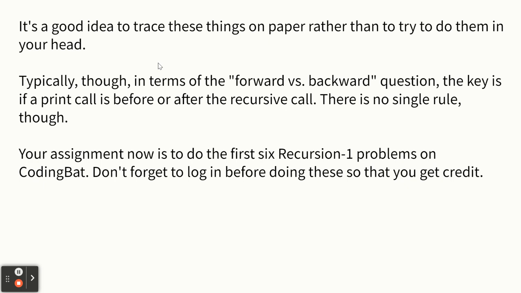All right, so your assignment now is to do the first 6 recursion problems on CodingBat. Recursion 1. Don't forget to log in, or you won't get credit.